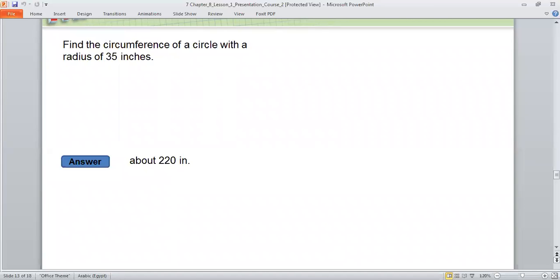We will use the same rule, 2 pi r. The circumference of the circle is equal to 2 pi r, and I have pi equal to 22 over 7. And the radius is equal to 3.5. Okay? Get the result and tell me what is the answer. 2 times 22 over 7 times 3.5. If you finish, write the answer in the chat.